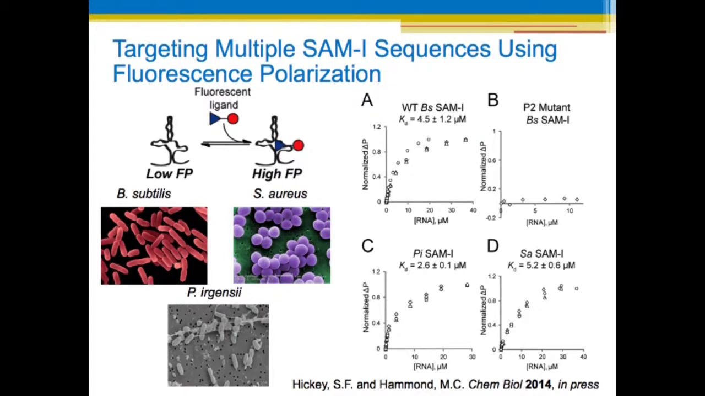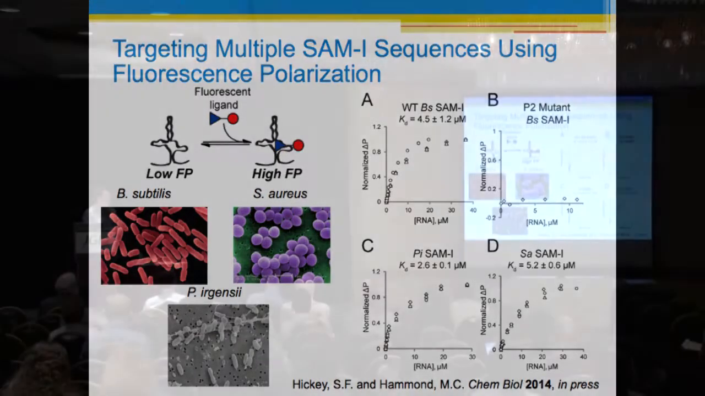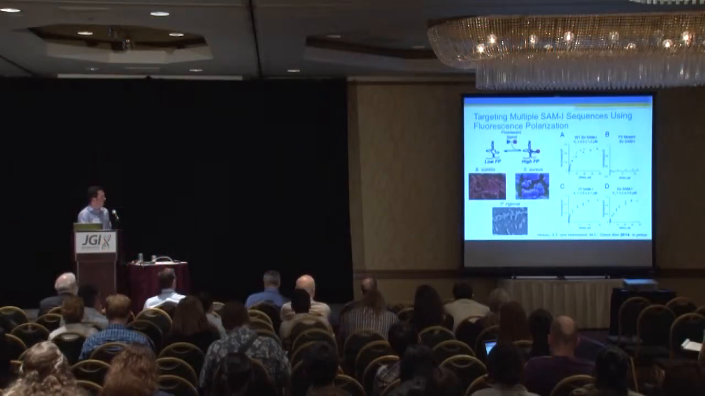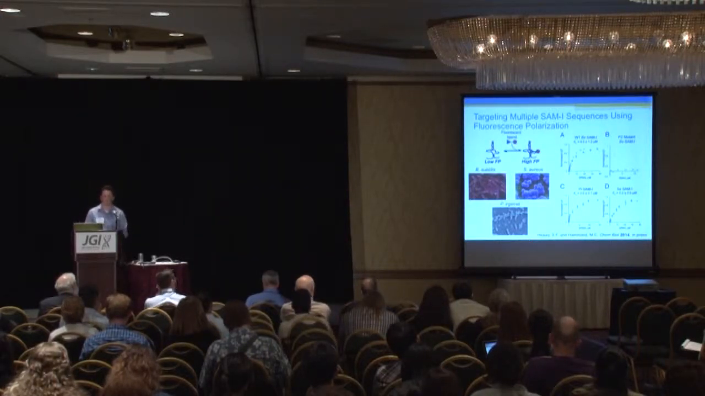But we're very happy to see that this compound is able to target SAM1 sequences from different bacteria. We took three riboswitch sequences from different bacteria, including one from the pathogen Staph aureus. Here I'm showing fluorescence polarization binding curves in vitro. And what we see is an increase in polarization of the probe as it's bound to RNA. As we increase RNA concentration, we see an increase in the fluorescence polarization signal.